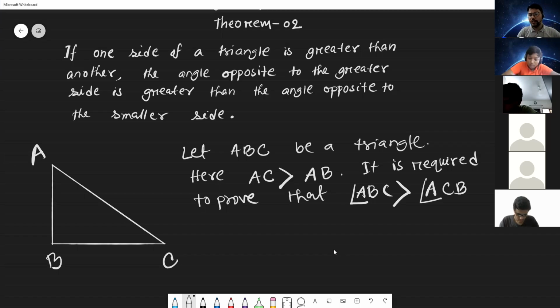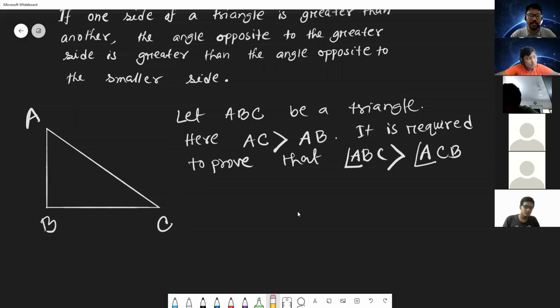Sometimes a few students make a mistake. This is the greater-than sign, and this symbol is the angle sign. The angle symbol is based on a horizontal line, but they are not the same. This is the greater-than sign and this is the angle sign. Okay, so this is the particular enunciation. First step: here we see AC is greater than AB.